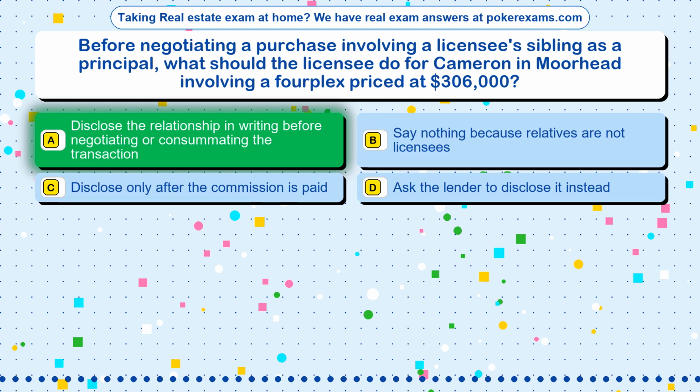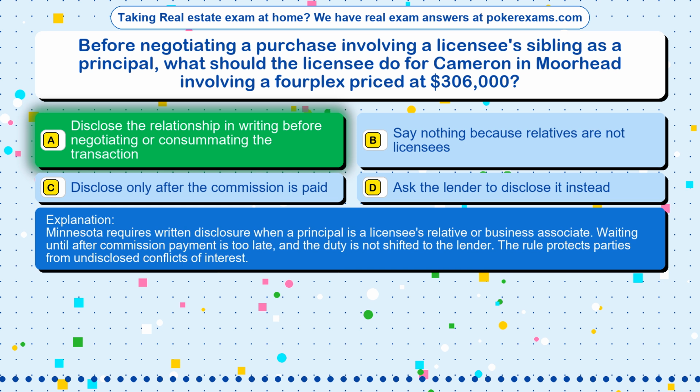The correct answer is option A. Disclose the relationship in writing before negotiating or consummating the transaction. Minnesota requires written disclosure when a principal is a licensee's relative or business associate. Waiting until after commission payment is too late, and the duty is not shifted to the lender. The rule protects parties from undisclosed conflicts of interest.